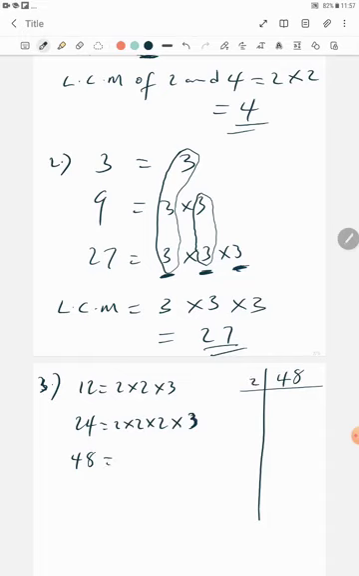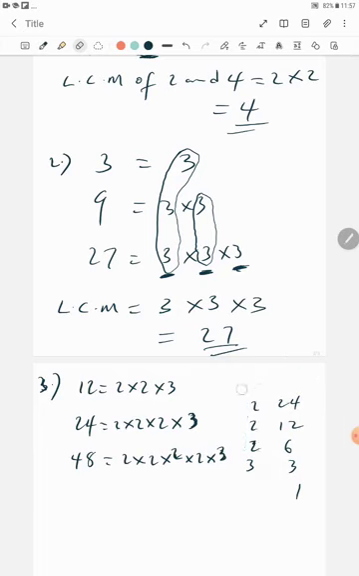So this one also, you can use 2, 24, use 2, 12, okay, use 2, 6, then 2 again will give us 3, and then 3 will give us 1. That's 2 multiplied by 2 in 4 places, then times 3. That's 2 times 2 times 2 times 2 times 3. Okay, so that is how we write 48 as a product of its prime factors.